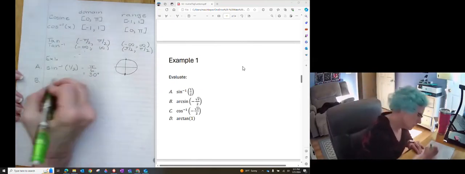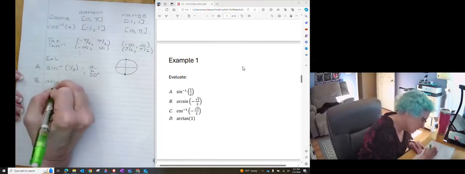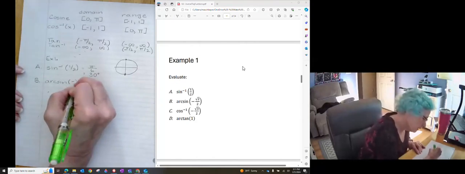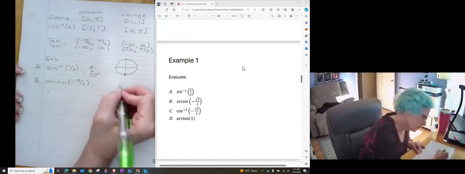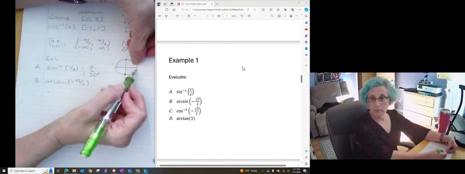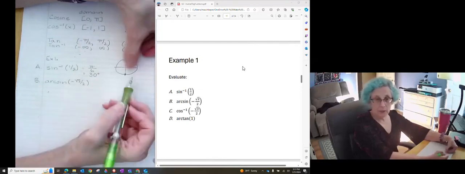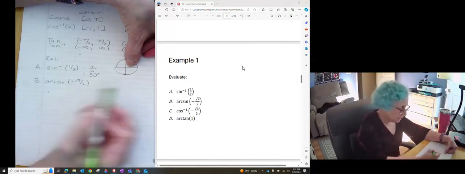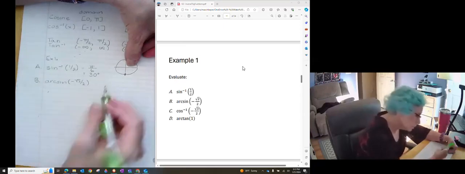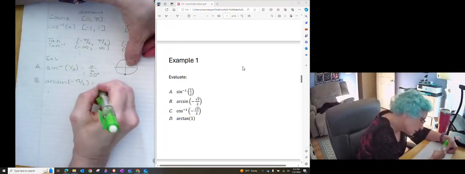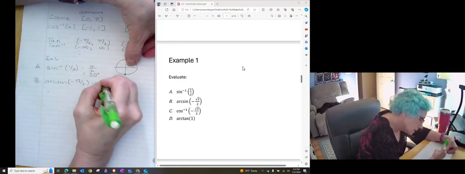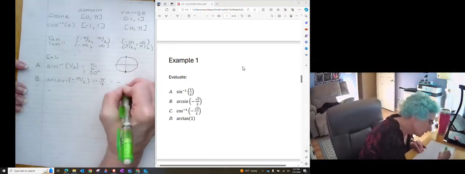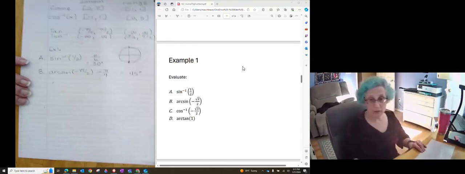B, we have arc sine. So same function, just a different way of referring to it. Negative square root of 2 over 2. So I'm still on the right-hand side of the unit circle. This time it's negative, so I know it lives below the x-axis, and it's square root of 2 over 2, so I know that it has 4 in the denominator, so it's negative pi over 4, or negative 45 degrees.